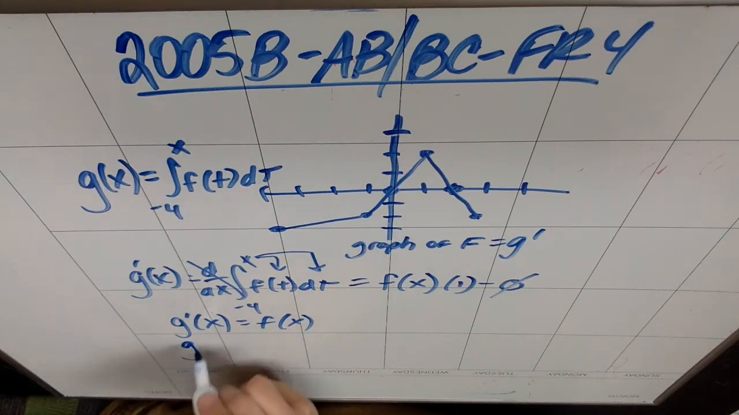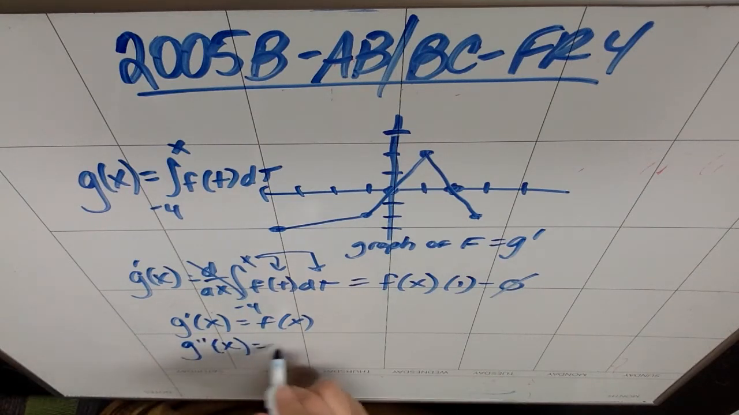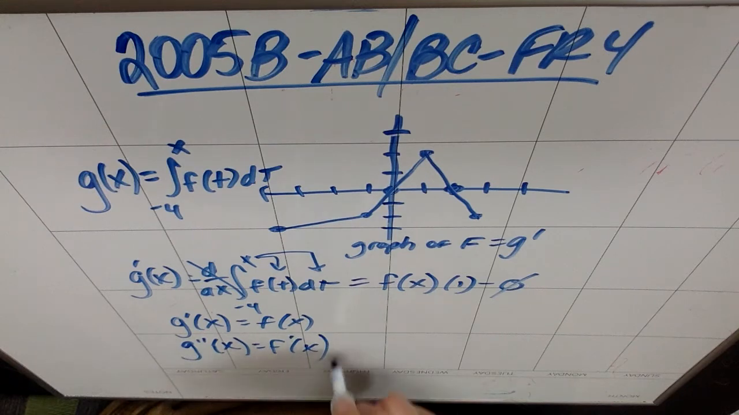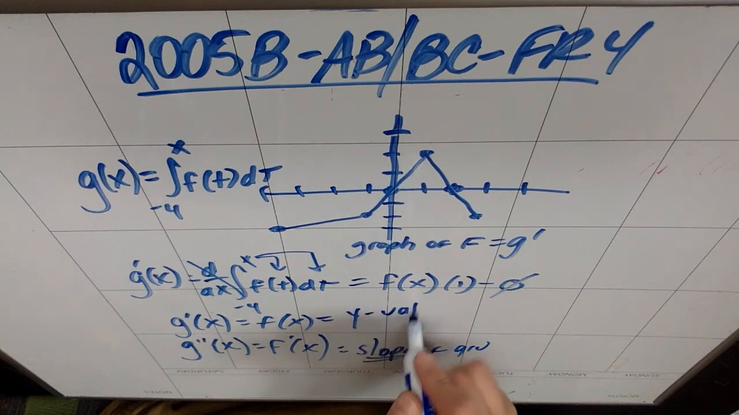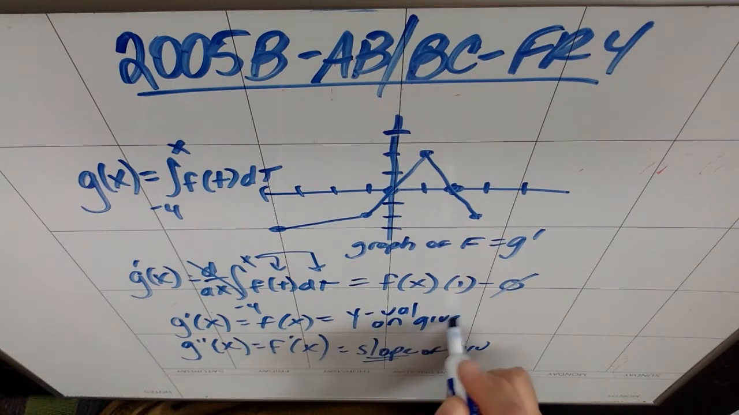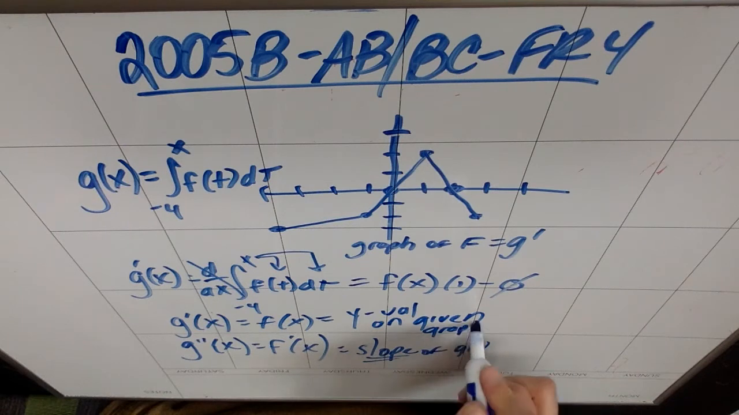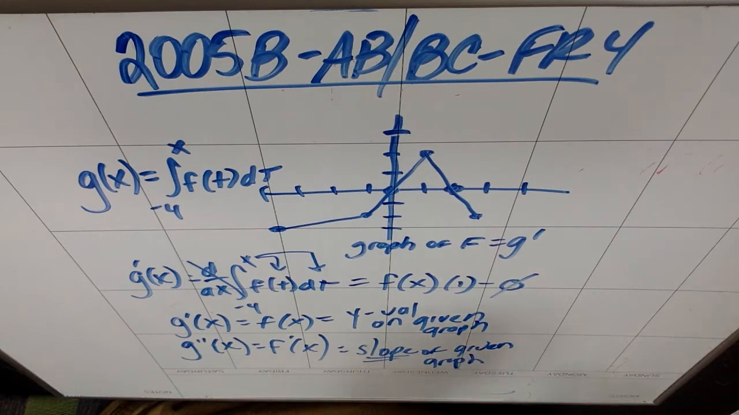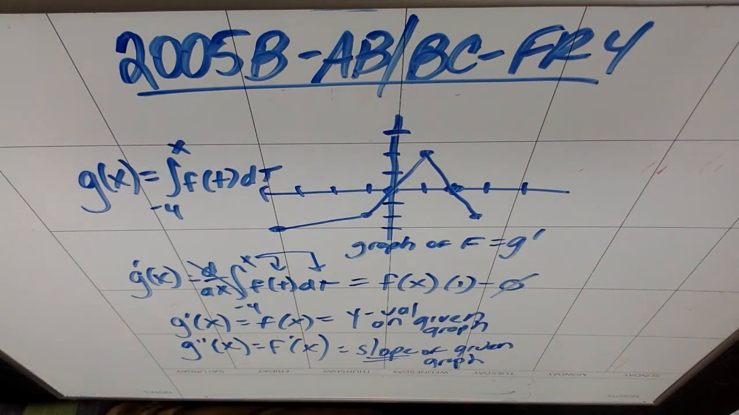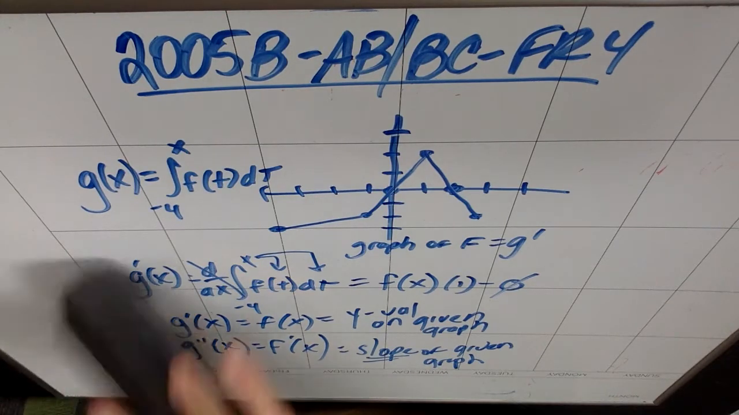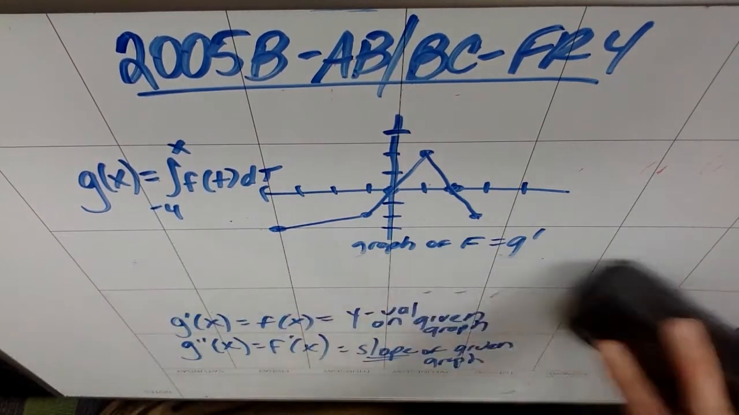And then if I differentiate again, g double prime of x is going to be f prime of x, which, if you wanted to put that into words, is the slope of the given graph. So g prime are the y values on the given graph, and g double prime is f prime, which is the slope of the given graph. Now, knowing that relationship, let's go ahead and find some values. I'm going to erase this stuff because it seems less important.